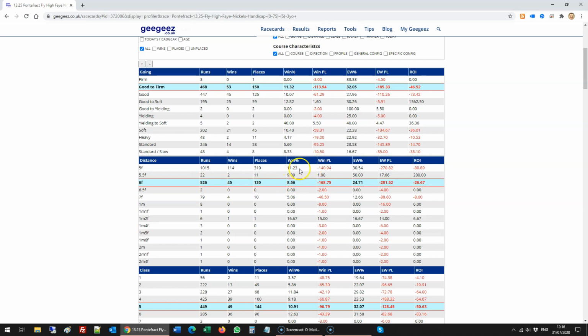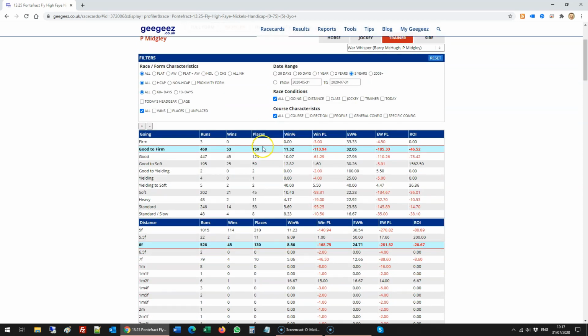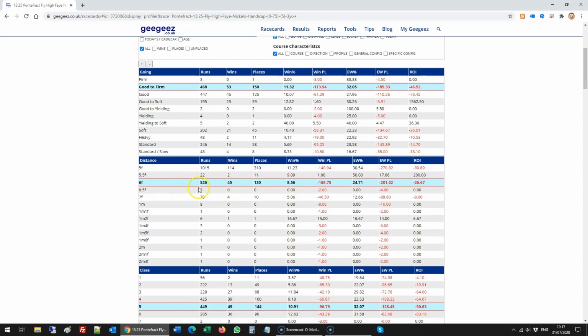Even within that, looking at both the win and the each way, so the place elements as well, strike rates, ignoring these 22 runners at 5.5, 5 furlongs win percent 11, 6 furlongs 8.5%, 5 furlongs each way percent 30.5%, 6 furlongs 24.5%, and 7 furlongs less good as well. So Midgley really is a trainer of 5 furlong horses. That's his métier, and this particular race is a 6 furlong race, as highlighted by this bar.